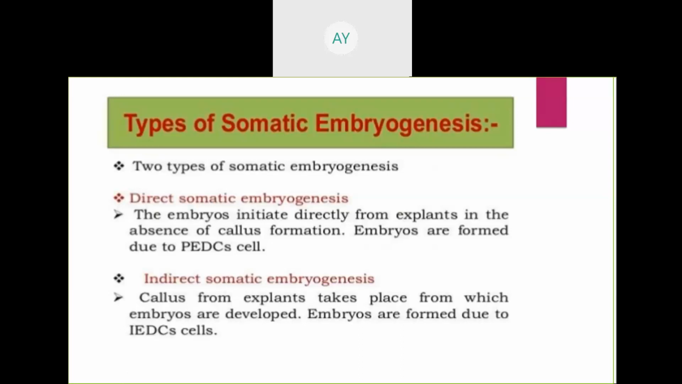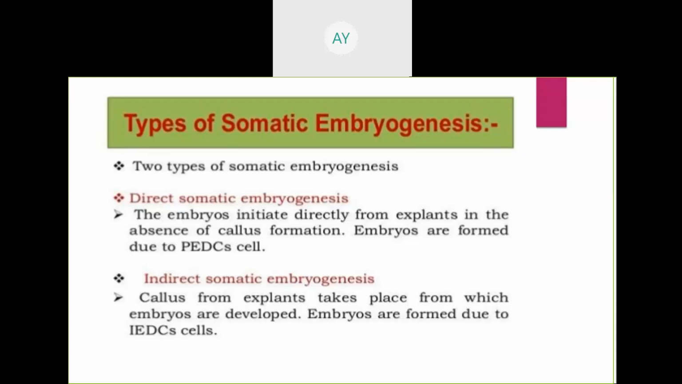And in indirect somatic embryogenesis, callus forms from the explant, from which embryos are developed. There are two ways. First is without formation of callus, the direct formation of the somatic embryo, and develop the whole plant. Second, indirect somatic embryogenesis means first from the explant we develop the callus, and from the callus we develop the embryo. So that is the indirect method of somatic embryogenesis.